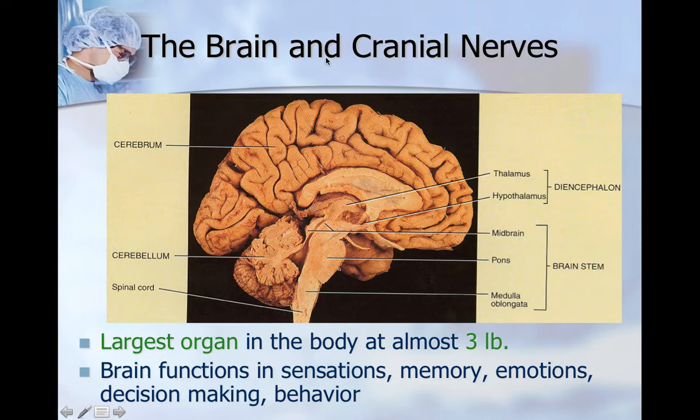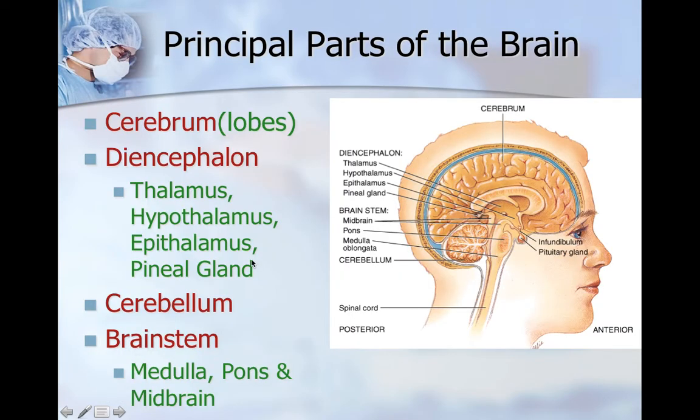All right, so the brain and cranial nerves. Your brain, this is a photo of an actual human brain as it has been dissected from a human cadaver, somebody who has donated their body to science, or maybe from an autopsy. You can see here this photo showing the major parts: the cerebrum, the thalamus, hypothalamus, the midbrain, the brain stem, with the medulla oblongata and the spinal cord down here. And this is the cerebellum. Those are the main parts of the brain that we're going to talk about.